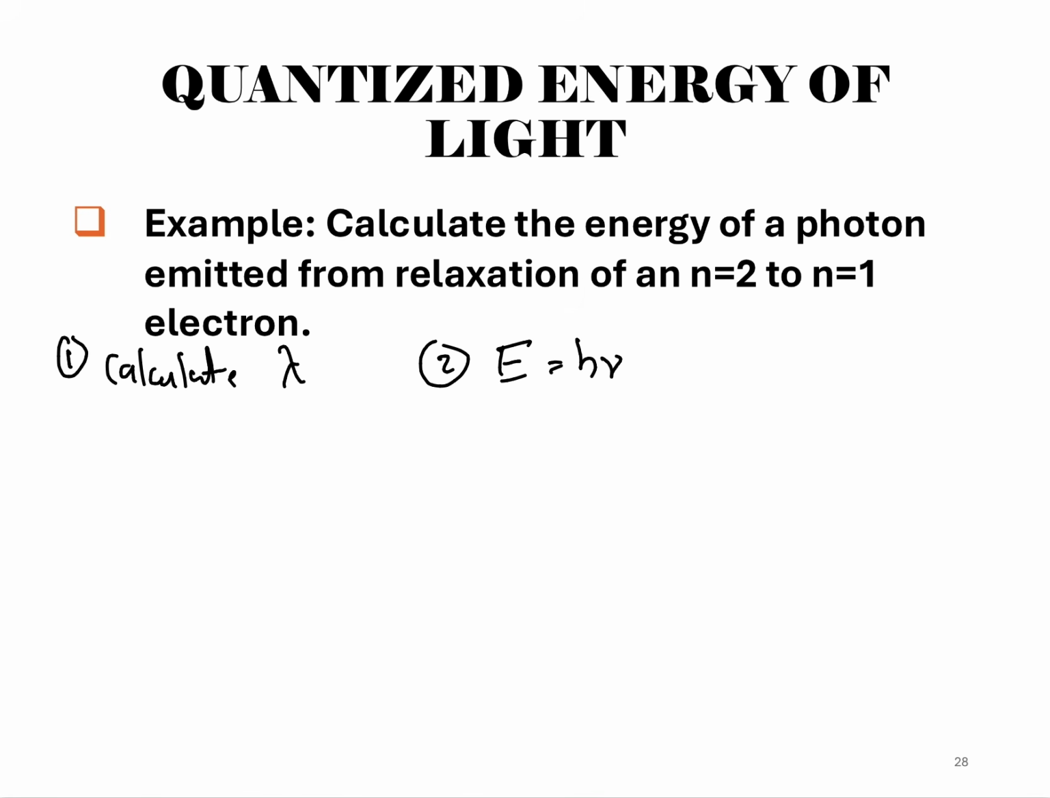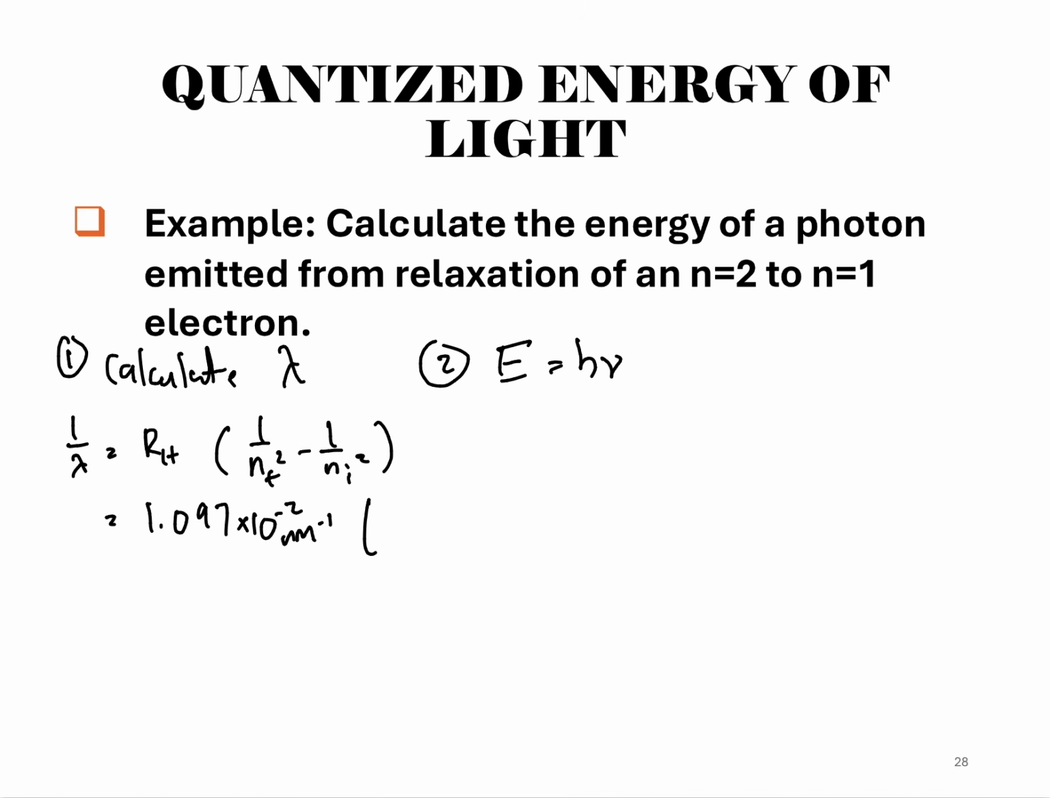And the relationships between all of those. So in step 1, we have 1 over lambda equals the Rydberg constant times 1 over n final squared minus 1 over n initial squared. So we have to be careful when we're doing this calculation, because we need to make sure that we're doing 1 over these quantities squared subtracted from each other, and not 1 over these quantities subtracted from each other squared. So we have 1.097 times 10 to the minus 2 inverse nanometers.